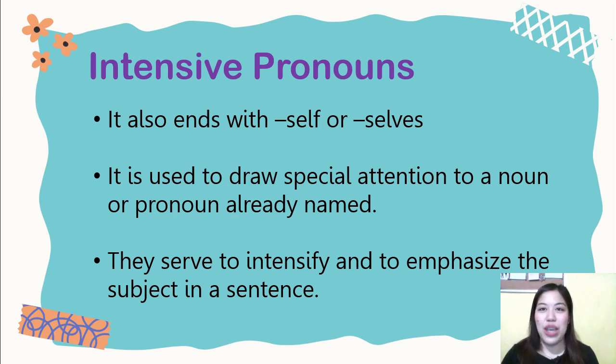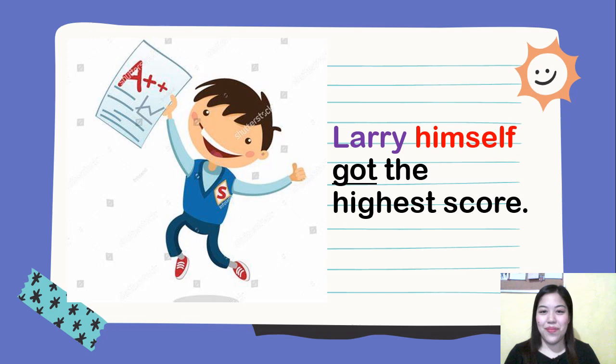Okay, so to demonstrate further how the intensive pronoun is used in a sentence, let us take a look at the following examples. Here is our first example. "Larry himself got the highest score." Our subject is Larry, and our intensive pronoun is "himself." Okay, so why did we use "himself"? Larry is a boy, and he is singular in number. So we used "himself" instead of "herself" or "ourselves." And take note how the intensive pronoun occurs right after the subject. So they are a little bit clingy.